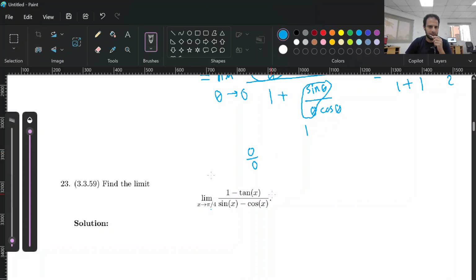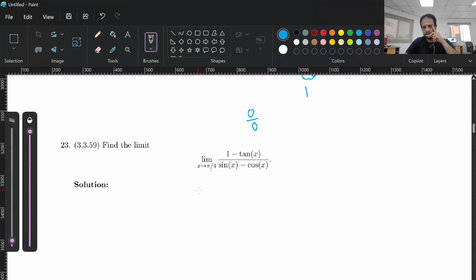Do you have idea how to solve it? Yeah. First, we're gonna make tan theta a sine over cosine. Yes, perfect. So limit as x goes to pi over 4. We have 1 minus sine x.